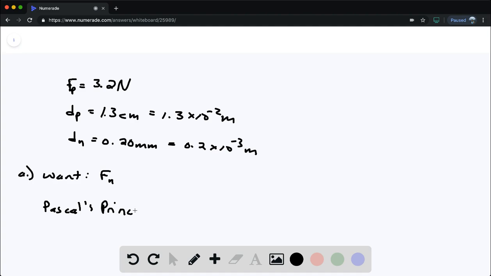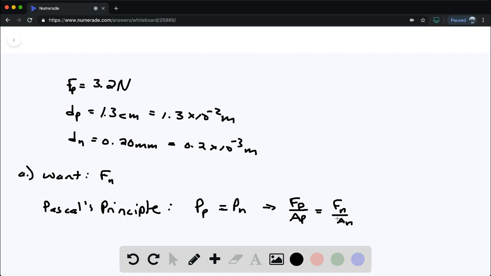This is a confined fluid. So we know that the pressure leaving the plunger area is the same as the pressure leaving the needle. So label that P plunger equals P needle. And we can write out the pressure, pressure is always force per unit area. So we can rewrite this equation as force over area in the plunger is the force over area in the needle.